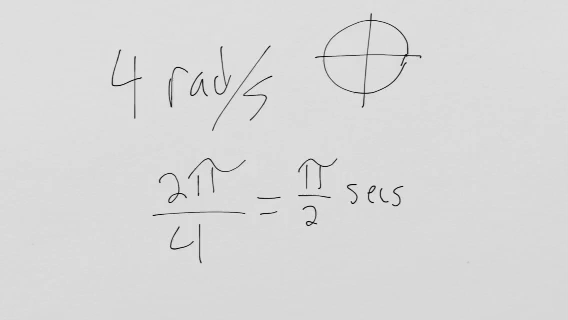And it turns out pi over 2 is a little bit more than 1, right? It's 3.14-ish divided by 2, which is going to end up being a little bit more than 1 second. And so that makes sense visually as well.